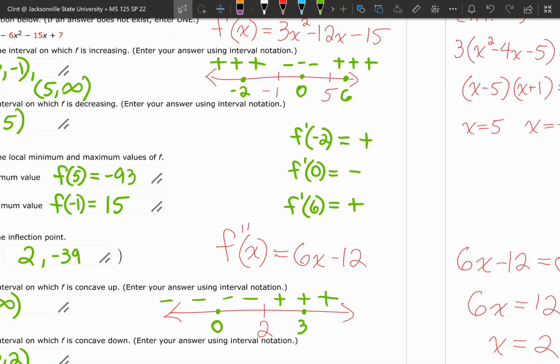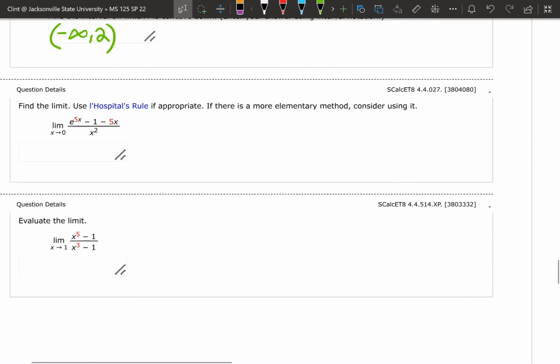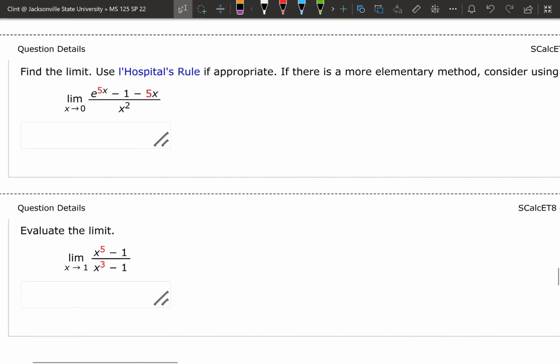Hey. The last few are a little bit shorter, maybe. We're just finding limits. At least not as much writing, probably.